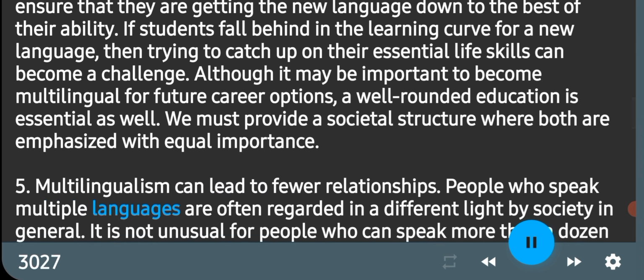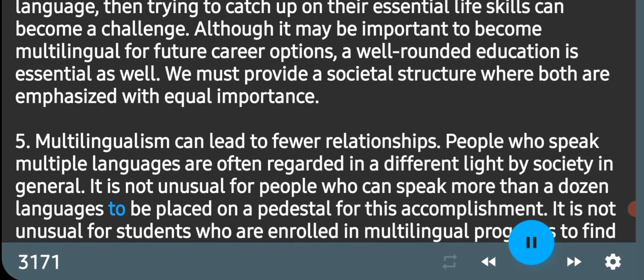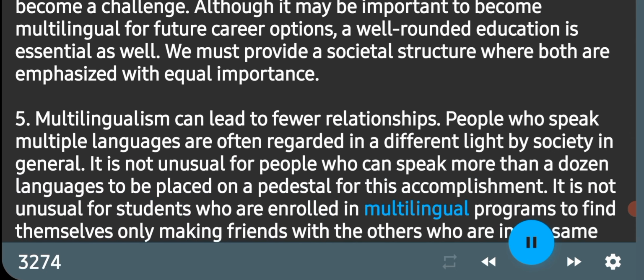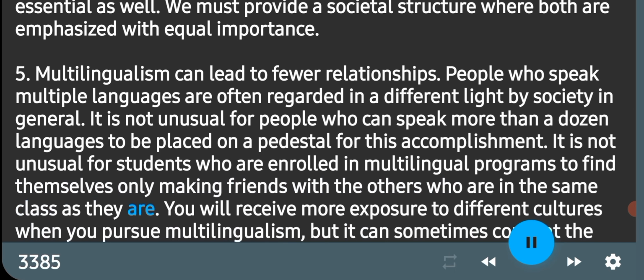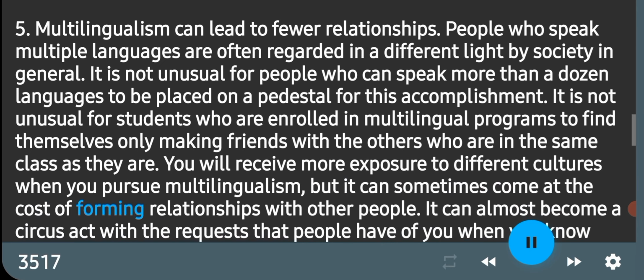People who speak multiple languages are often regarded in a different light by society in general. It is not unusual for people who can speak more than a dozen languages to be placed on a pedestal for this accomplishment. It is not unusual for students who are enrolled in multilingual programs to find themselves only making friends with the others who are in the same class as they are. You will receive more exposure to different cultures when you pursue multilingualism, but it can sometimes come at the cost of forming relationships with other people.